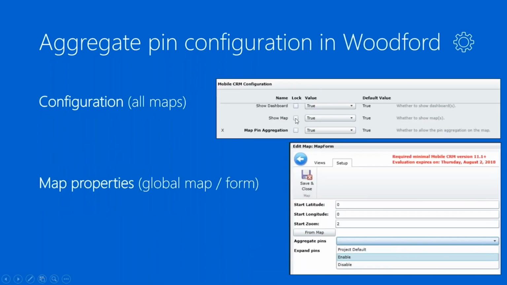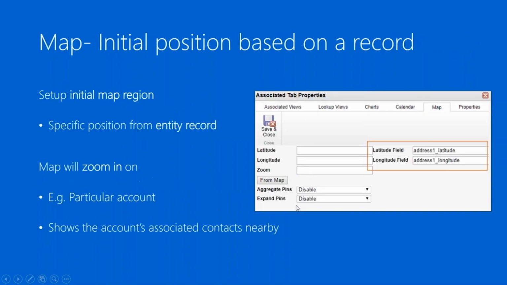Okay, how is this configured? Basically, the aggregate pins can be configured in two different ways. You can configure it on your mobile project level, so it applies for the whole project and all the views of the map in your mobile project, or you can do it separately on the form in this place, so you can enable or disable it just for particular forms.